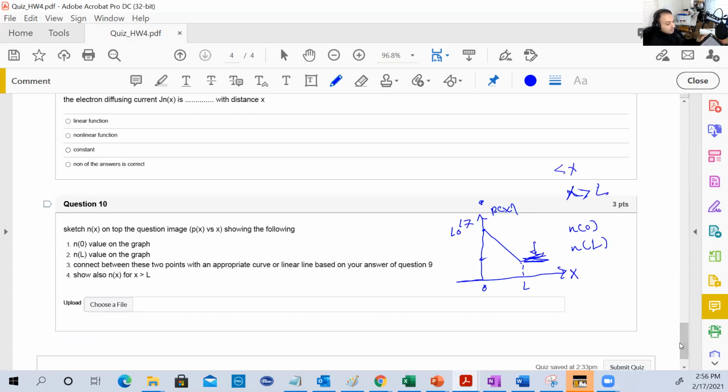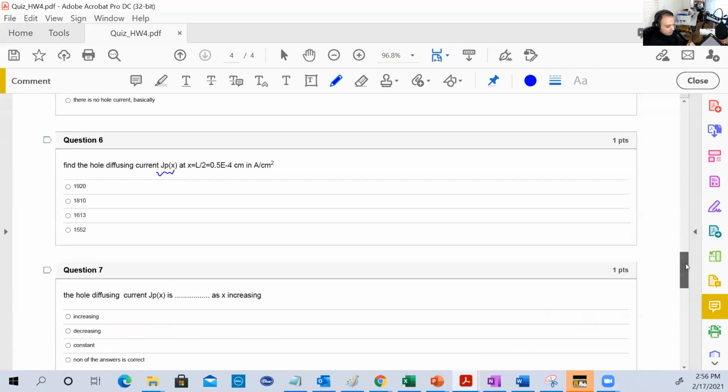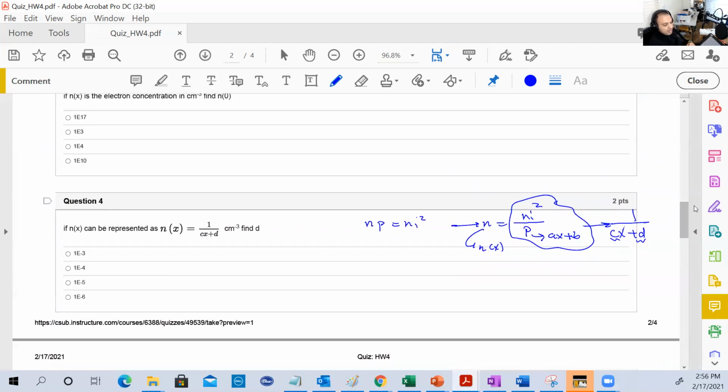Then from x greater than 0 and less than L, in that region here, you should draw n of x. N of x, as I said here, if we go up, can be written as 1 divided by cx plus d. This is a non-linear relation. So n should be a curve, and you should figure out if this curve is increasing with x or decreasing with x.